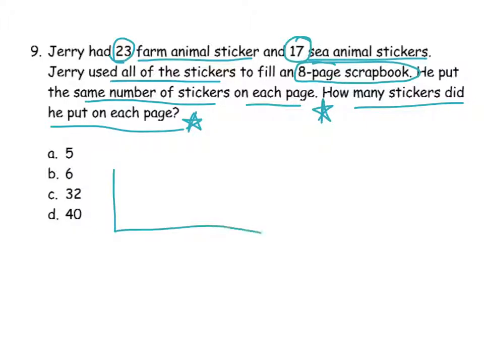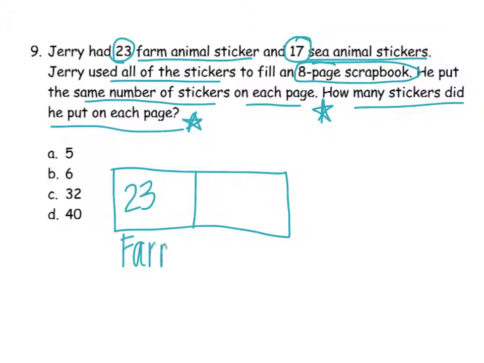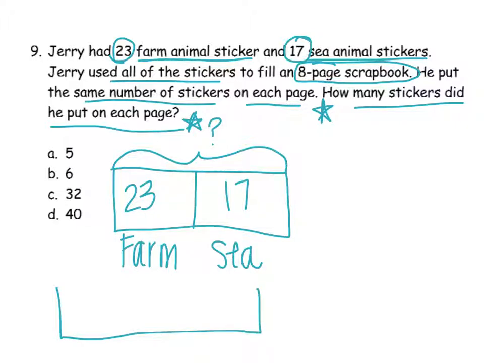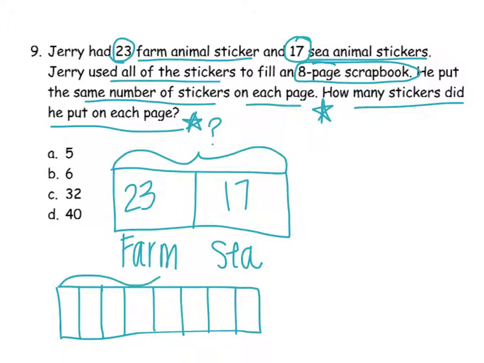So the first thing I need to do is draw a tape diagram. If I look at the first sentence, it says that he has 23 farm stickers and 17 sea animal stickers. I'm not sure what the total amount of stickers are yet. It says that he used all of his stickers to fill an 8-page scrapbook. So that means I need to draw another tape diagram, and since there were 8 pages that he used, I'm going to divide my tape diagram into 8s. Again, I am not sure how many stickers he had in order to put on those pages.